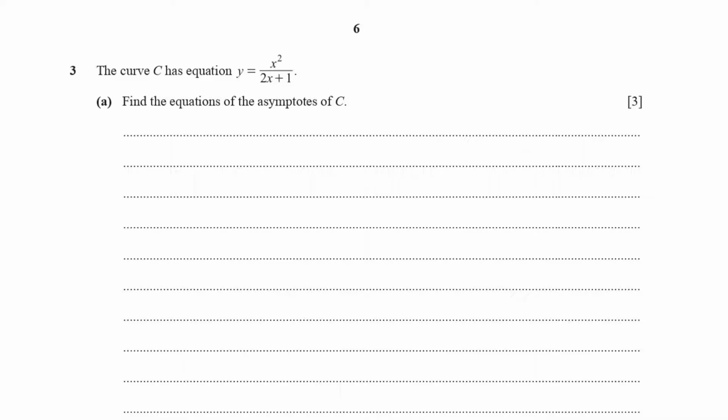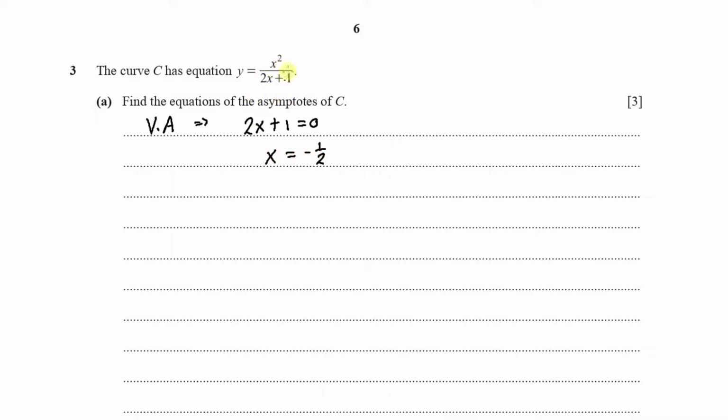Question number 3. The curve C has equation y is equal to x squared over 2x plus 1. So in part A, find the equations of the asymptotes of C. Okay, so here let's start with the vertical asymptote. For the vertical asymptote, we're going to say 2x plus 1 is equal to 0. Therefore, x comes out as minus a half.